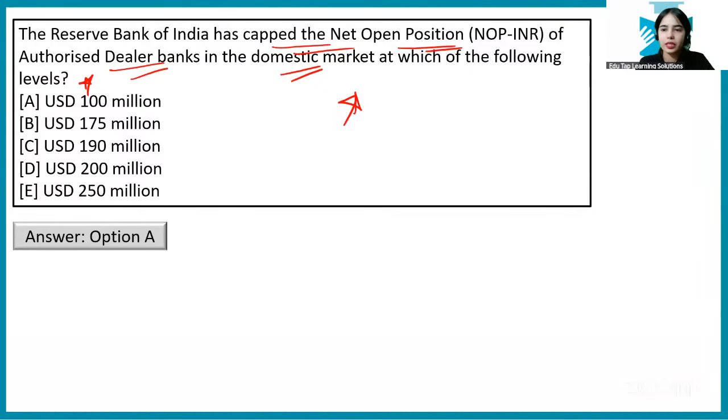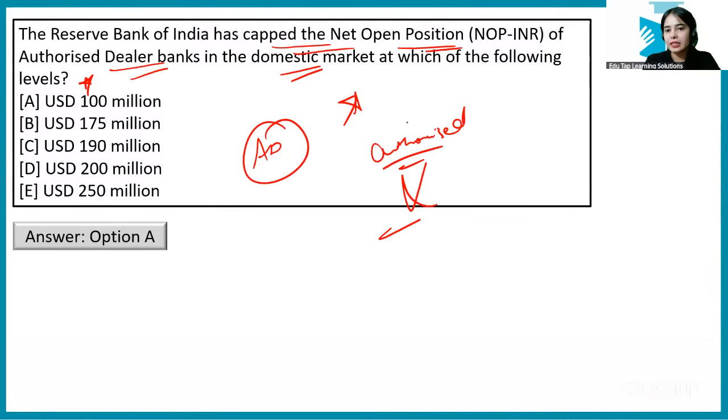Yes, they monitor it on a daily basis. There are limited authorized dealers now. Some of them are authorized by the RBI. Now, RBI can also cancel the authorization if they do not follow the rules and regulations.